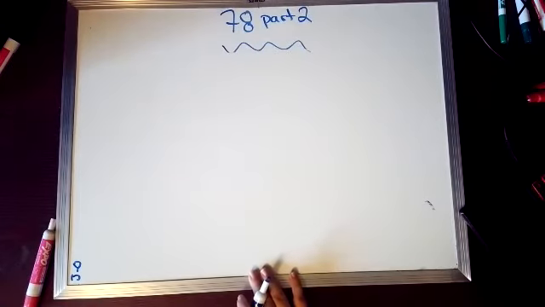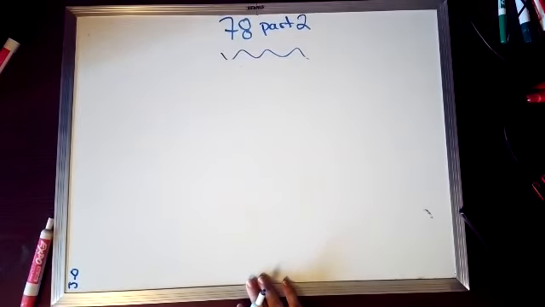Okay, this is 78, part 2. So part 2, we're looking at square roots. Part 1, we looked at exponents and expanded notation. This time, we're looking at square roots.